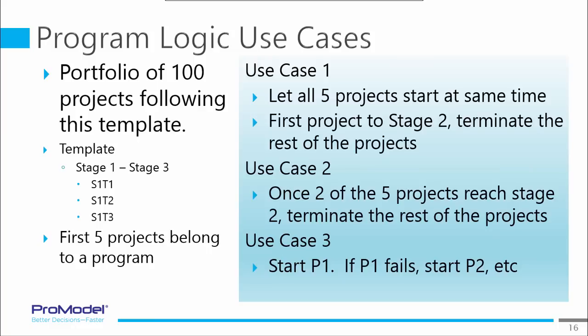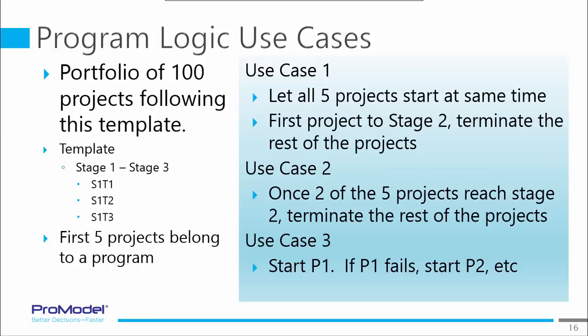So what they want to do with programs is sometimes they know how many they want to put into the program, and they know how many they want to get out the back door. And they also want to control costs over time of doing those projects. So one thing that they wanted to do is say, let's let all 5 projects start at the same time. But the first project to reach stage 2 of the 3, the first one to successfully reach there, then have it reach out and terminate the rest of them. I don't want to pay for them anymore because I only want one out the back door.